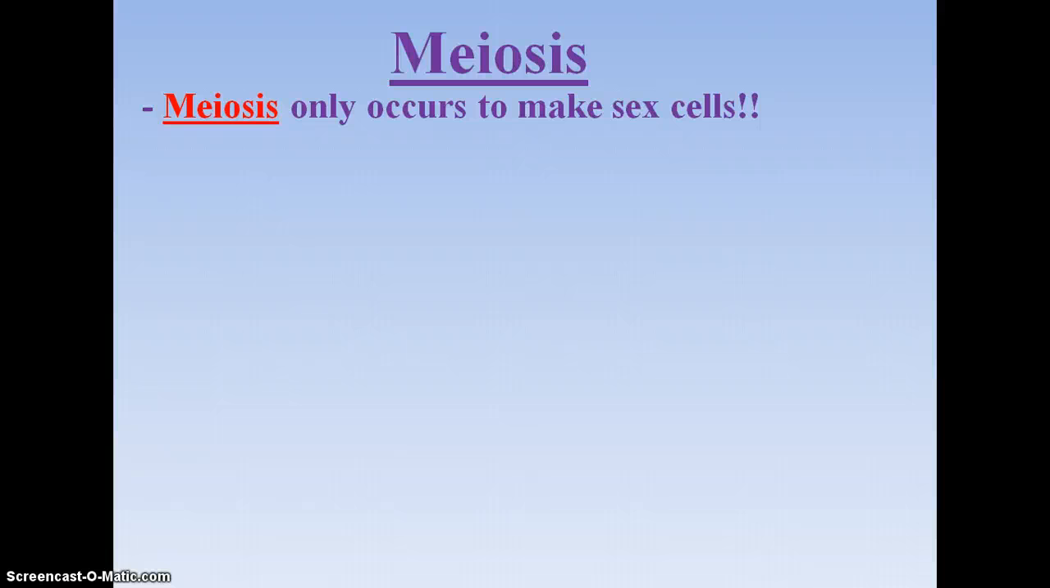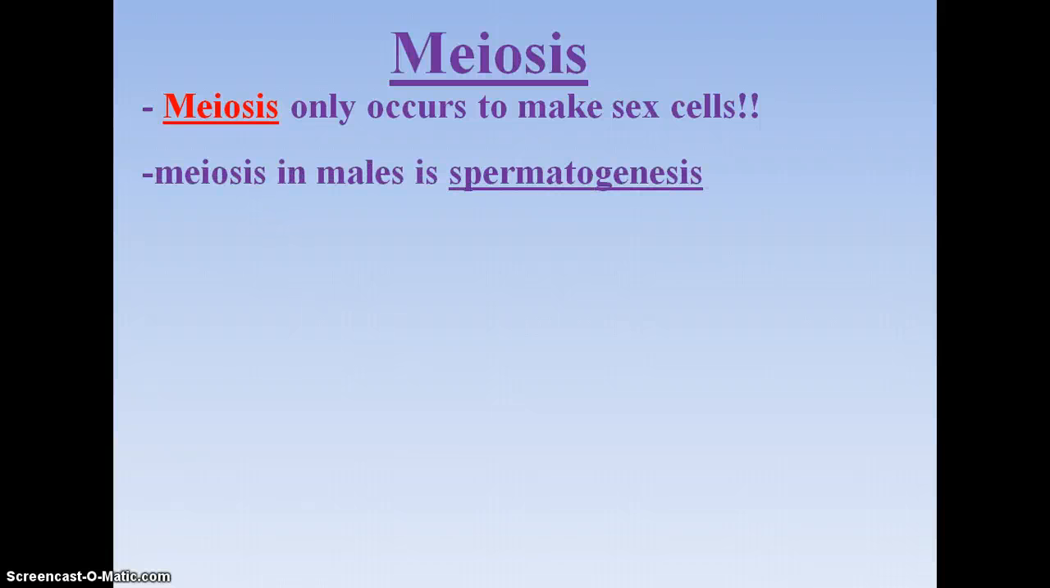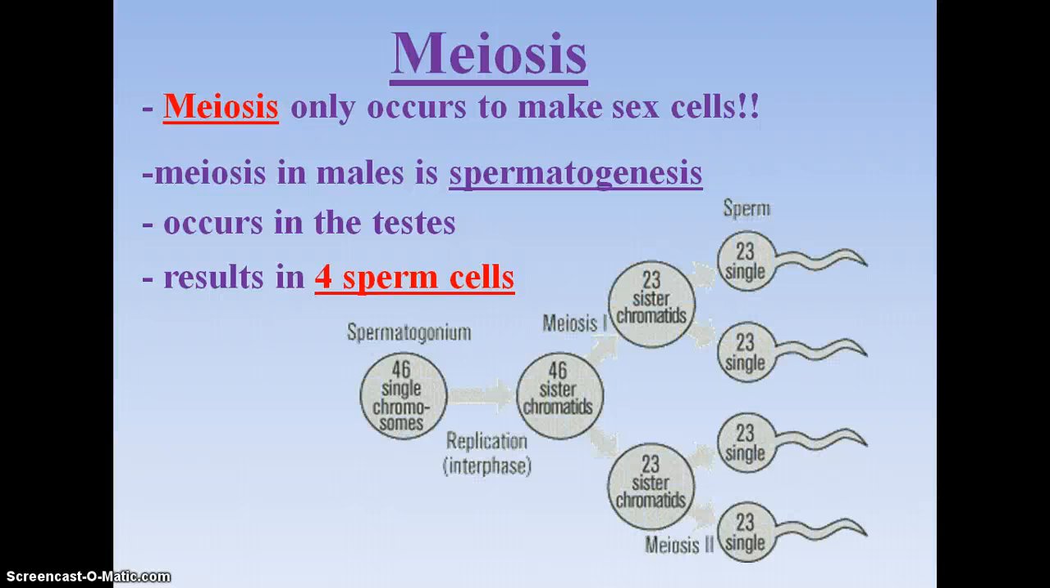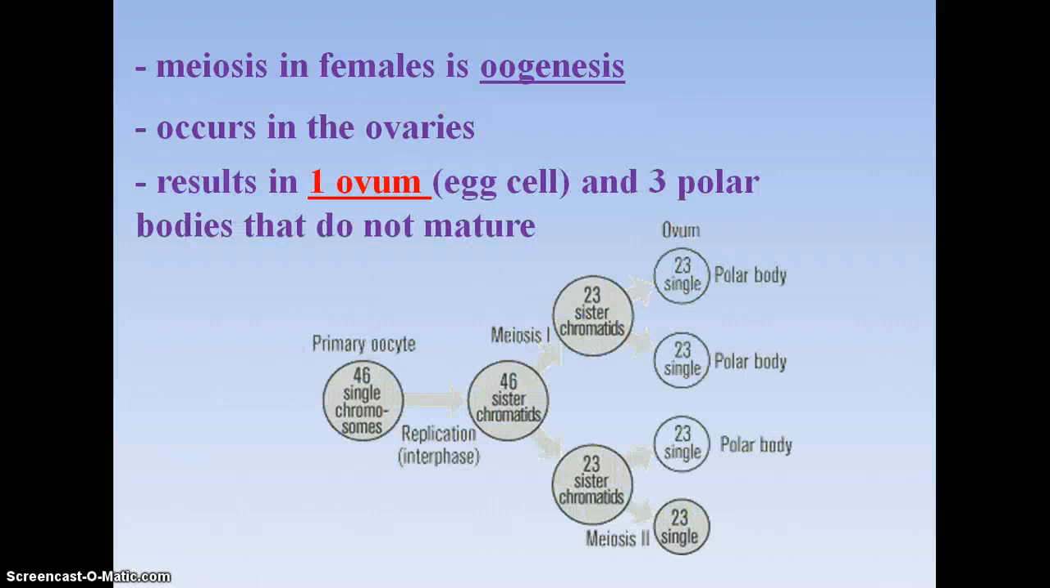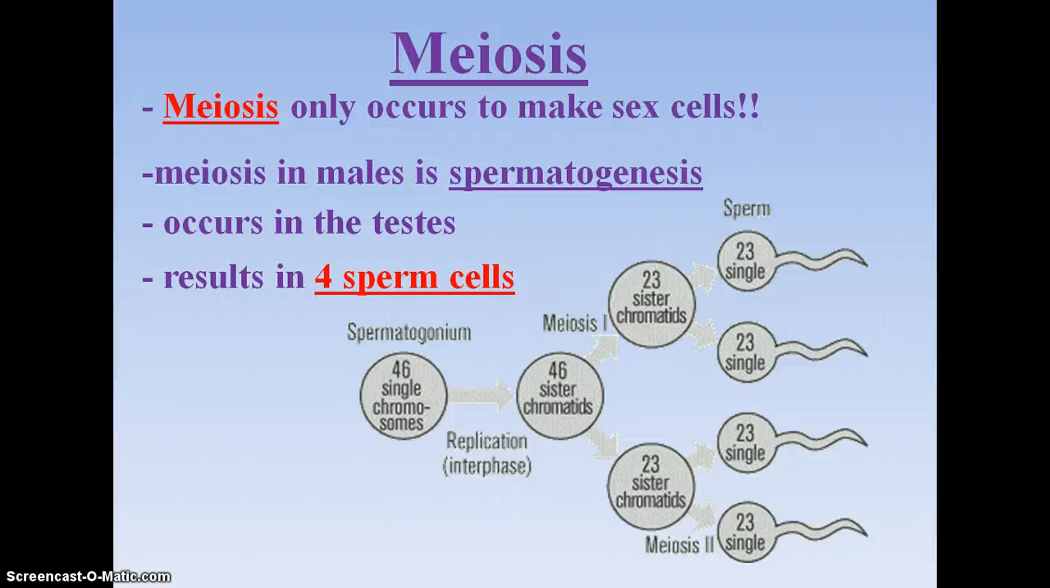Meiosis, think sex. The only time in the entire human body where meiosis is ever going to happen is to make gametes. So for males, that's going to be to make sperm, and for females, that's going to be to make eggs. Now, some major differences between mitosis and meiosis.